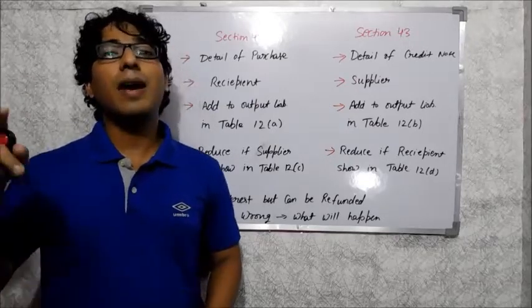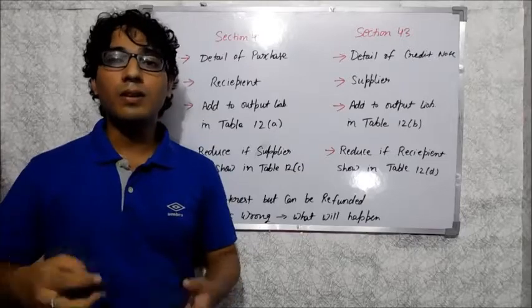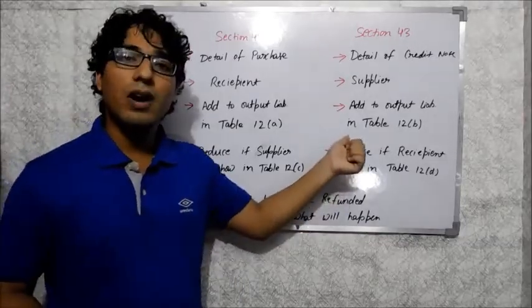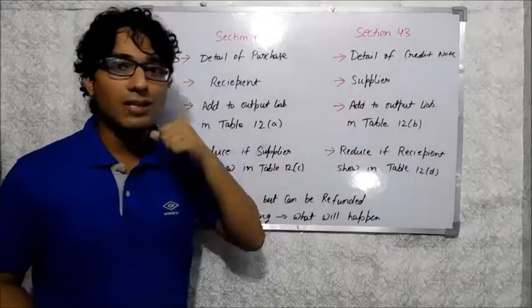So demand will be added, demand will be given to the recipient in this case, and you can easily take or reduce the output tax liability in these cases. So that's how it's going to process.